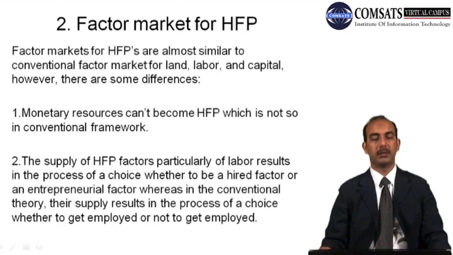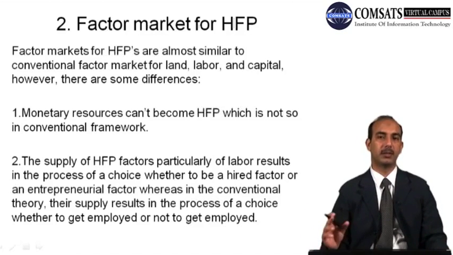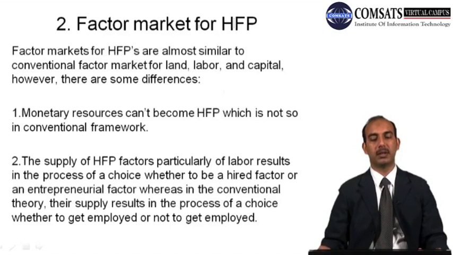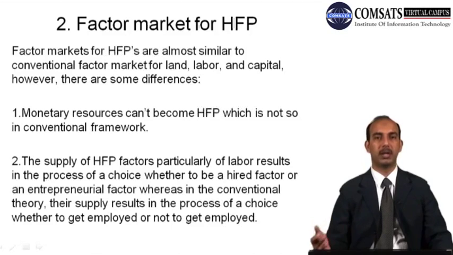And factor markets for hired factors of production are almost similar to the conventional factor markets for land, labor, and capital. However, there are certain differences. So the factor markets are almost the same as we see in the conventional economic system, but there are certain differences, as we mentioned earlier as well. For example, monetary resources cannot become a hired factor of production, which is not so in the conventional framework. In the conventional economic system, monetary resources can also be hired out.